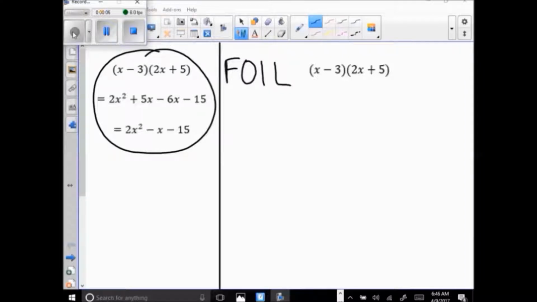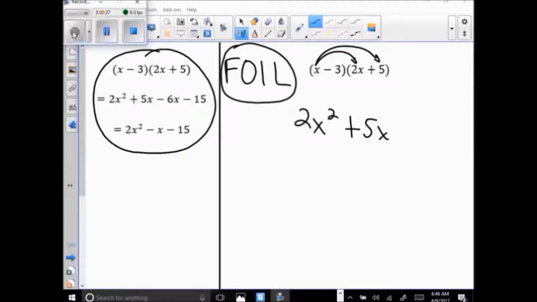The procedure they used is known as FOIL. The F stands for the first two terms in each binomial, and we have to multiply those. So that gives us 2x squared. The O stands for the outer two terms. That gives us positive 5x when we multiply.